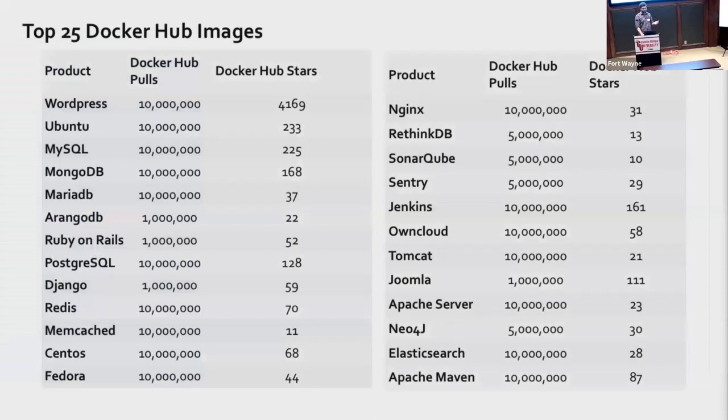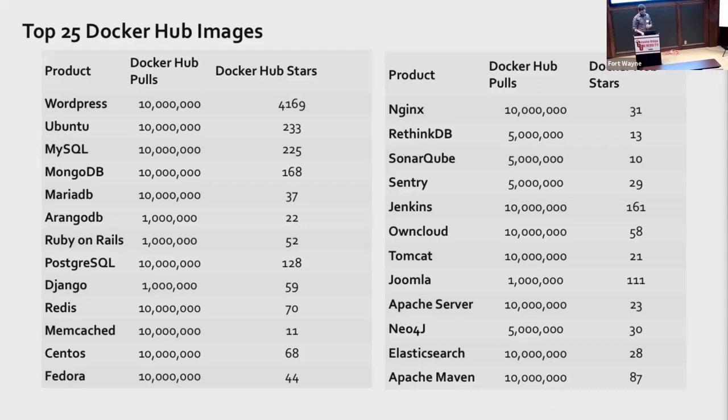And just a list of some of the most popular Docker Hub images that I could just right now say docker run WordPress. It would pull it down and start an instance of WordPress on my system. Anything that's up there, you can see it's got millions and millions of pulls.